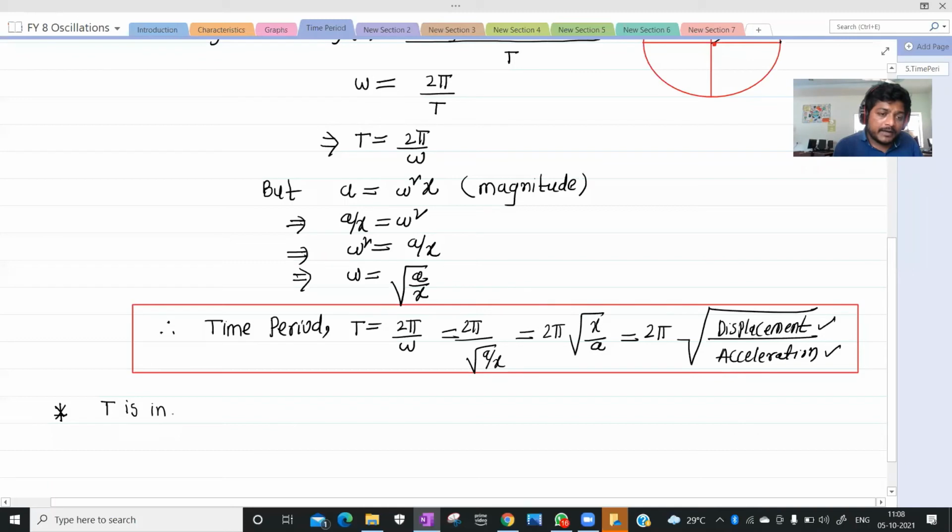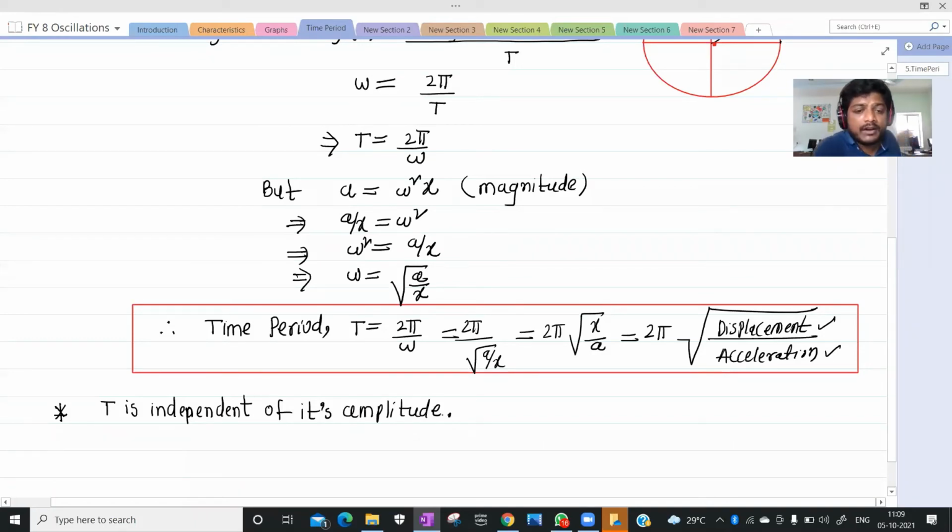Is there any involvement of A? Is there, means we have to tell dependent of amplitude? Very good. If there is no term of capital A, we can say the time period of oscillation is independent of its amplitude.